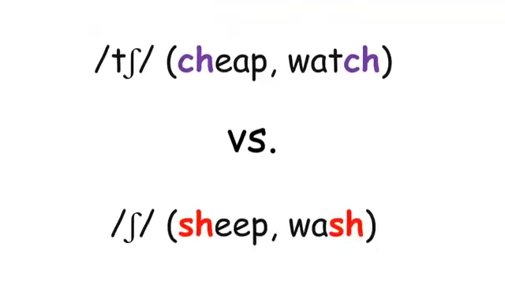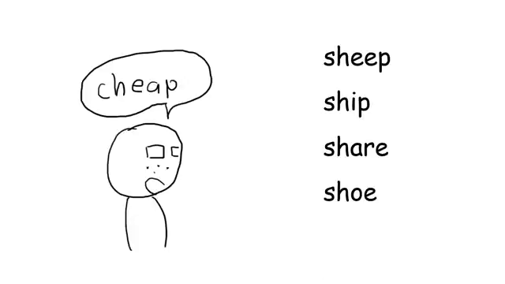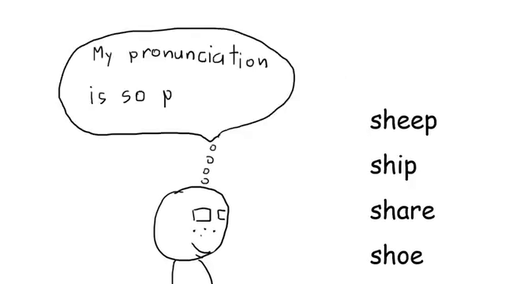In the past, I couldn't hear the difference between these sounds. So to me, the words cheap and sheep sounded the same. If I did an exercise teaching how to pronounce these words, I would mispronounce all of them. And I would believe that I was pronouncing those words correctly, even though that wasn't true. And that's the bigger challenge when it comes to improving your pronunciation. If you can't hear the difference between two sounds, how can you learn to produce each sound correctly? So what should you do?